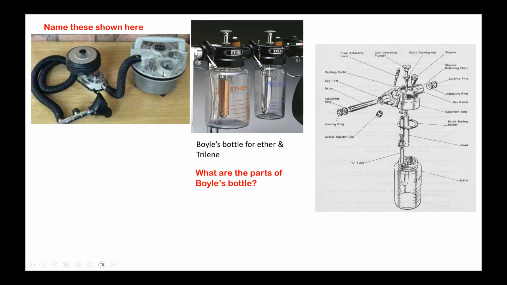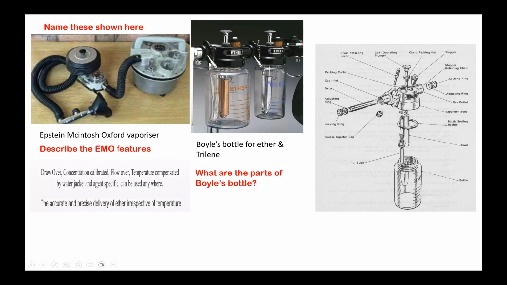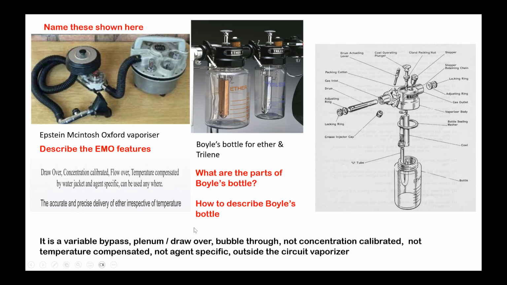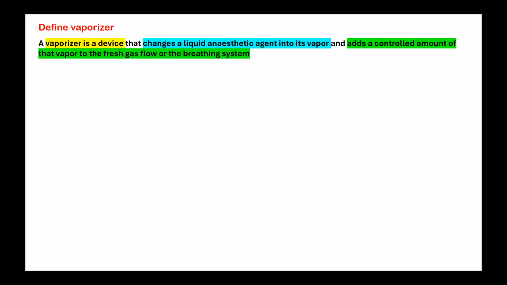And can you identify this machine? Okay, this is called the Epstein Macintosh Oxford vaporizer, and this is a draw over concentration calibrated and flow over temperature compensated by Wagner jacket. Of course, this is a very specimen. Sometimes if you do extraordinarily well, they may ask you all these things. I'll just rush through.